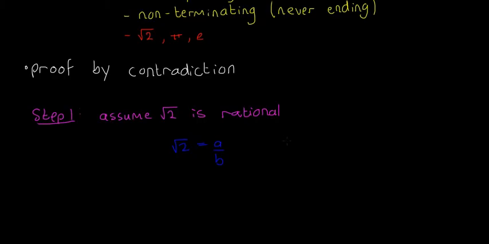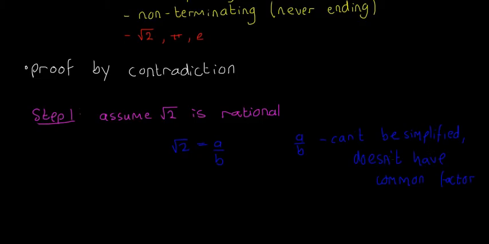And it's also important to say that a over b can't be simplified. Or else another way of saying that: it doesn't have any common factors. And the reason for that is, if it has a common factor, then you'd be able to simplify it. So there's two ways of saying it doesn't have a common factor, and you'll see why this is important later on. So we have to assume this as part of the first step.